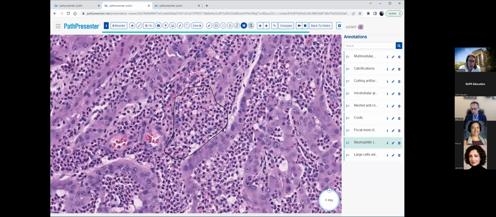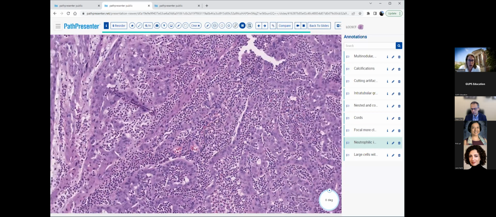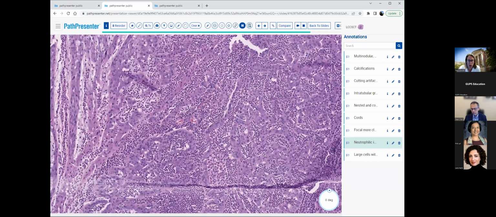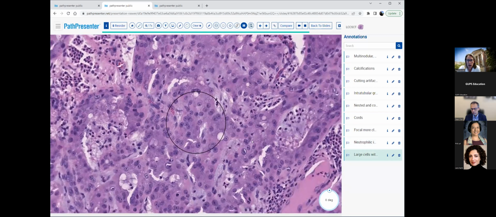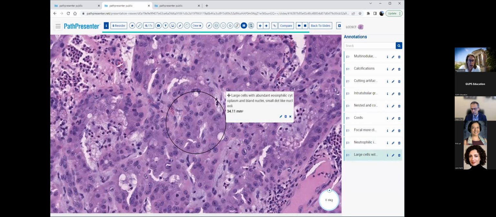A unique feature of these large cell calcifying Sertoli cell tumors is this neutrophilic infiltrate. And in this case, it's really prominent. So quite extensive, and an unusual finding in other Sertoli cell tumors. And then, as you would expect, cytologically, again, it's in the name.